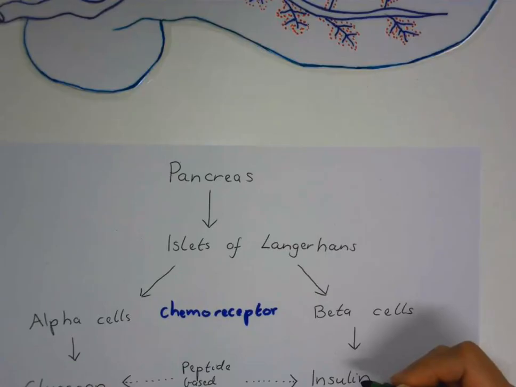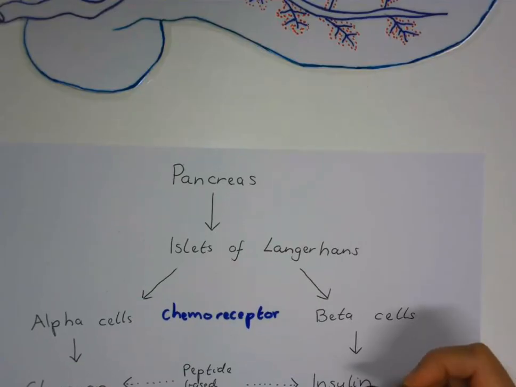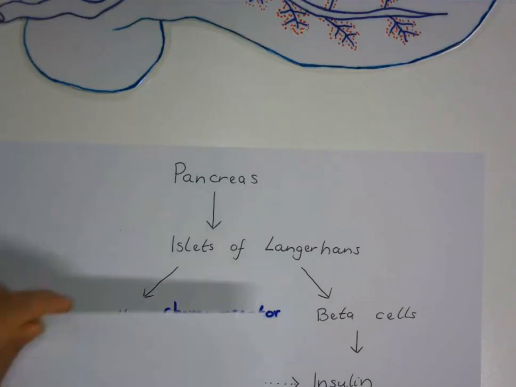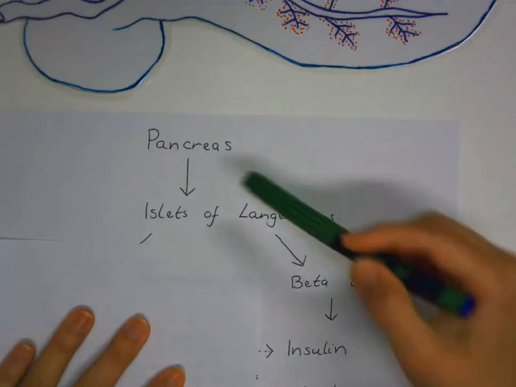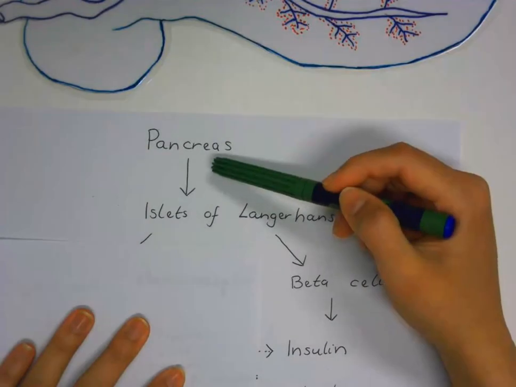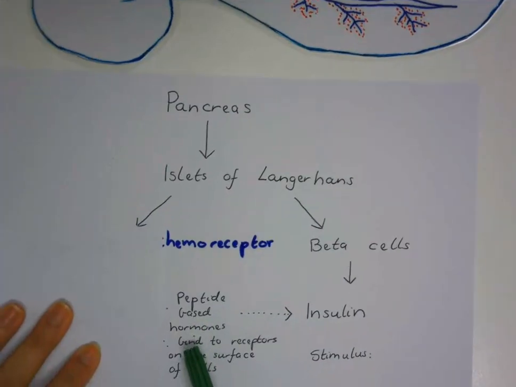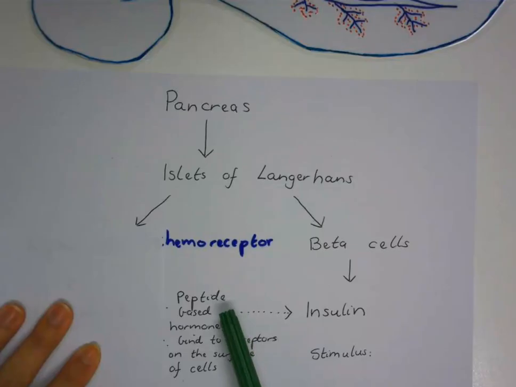So the blood is going to travel into your pancreas, and if your blood glucose levels are very high, your beta cells are going to produce a peptide-based hormone called insulin. So it's a peptide-based hormone. That means it needs to bind to receptors on the surface of cells.